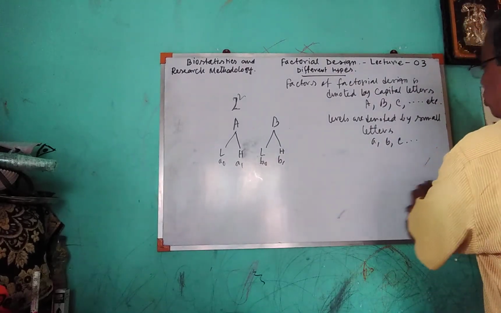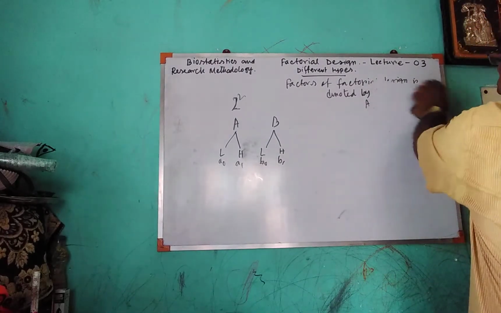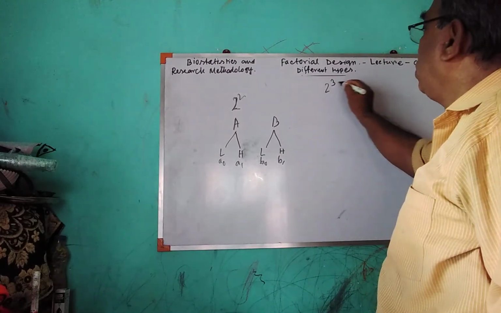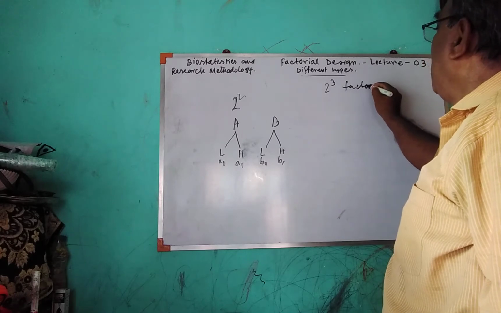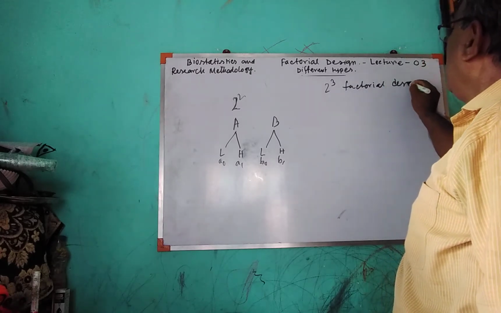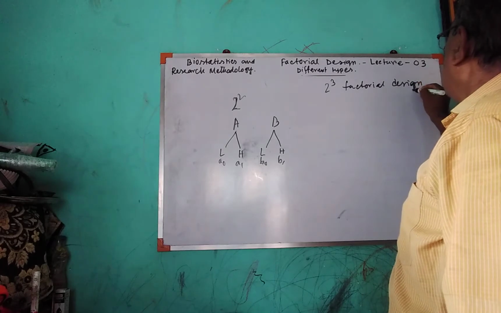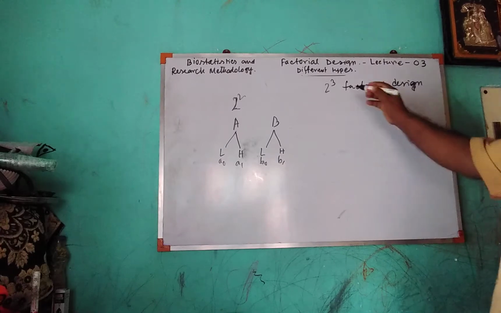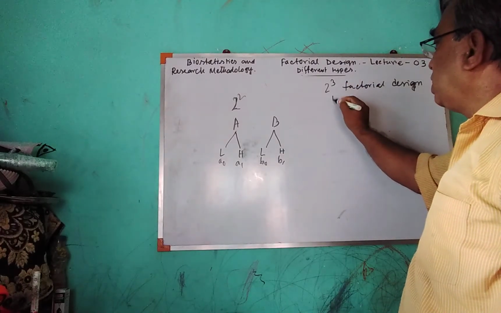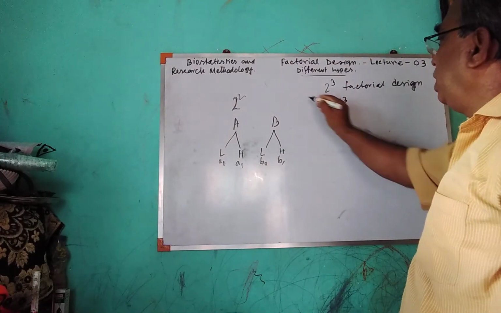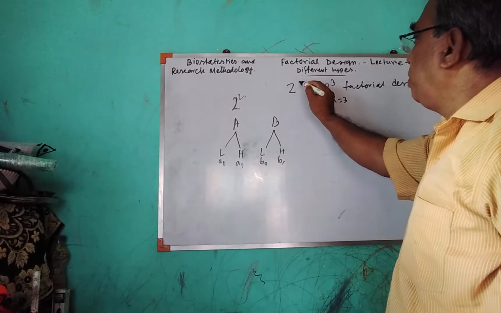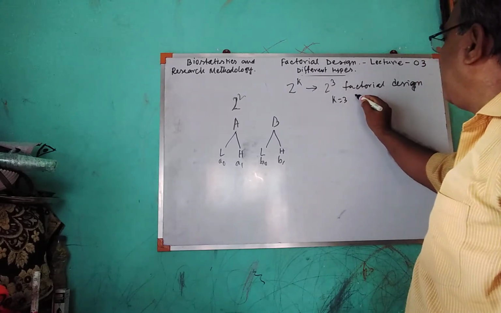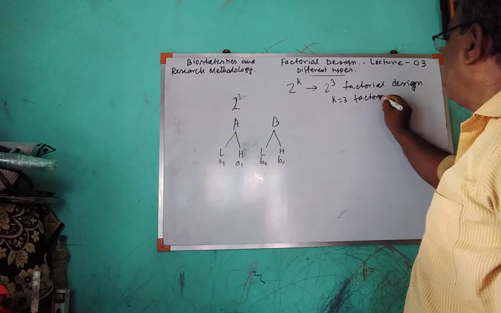Suppose in a 2 cube factorial design, some questions may be asked like, what do you mean by a 2 cube factorial design? In a 2 cube factorial design, comparing it with 2 to the power k, the k value is 3, so that is 3 factors.